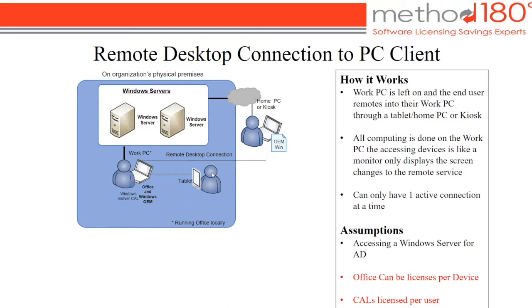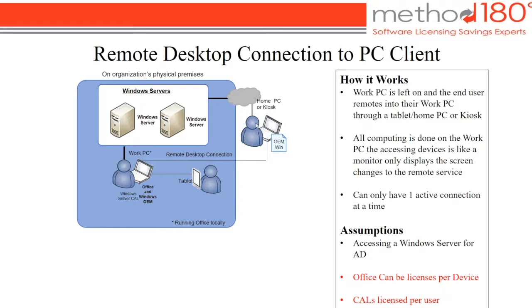Okay, so in this case, because Office is being run locally on the PC, and we're viewing my home PC or tablet as a screen that's just displaying mouse and keystrokes on the PC at work, I just require an Office license for the Office that's installed on my work PC. I don't have to have software assurance. I don't require anything special. My Windows license does not require anything special on my home PC or my work PC, so I can just use Windows OEM here.